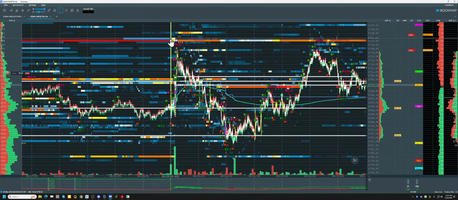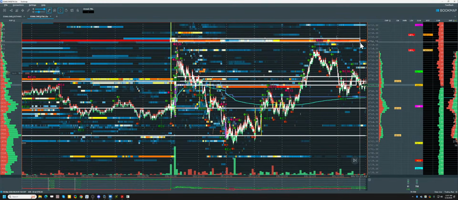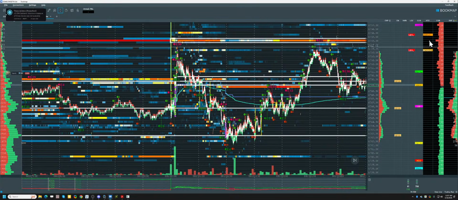So what do I know? Let's go back to what we think we know. Resting liquidity. There it is. What else do I know? These are key levels.